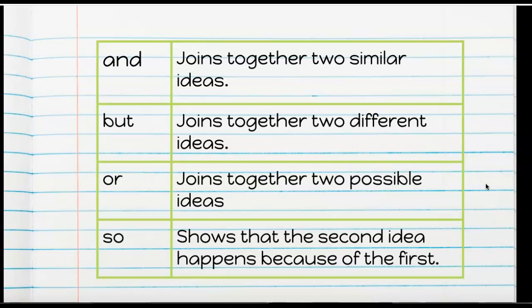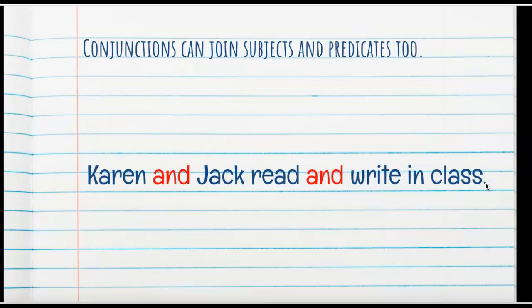All right, so conjunctions can join subjects and predicates too. So for example, in this sentence, Karen and Jack read and write in class. Okay, the subject here is Karen and Jack. There's 2 of them, so it's conjoined together with the conjunction and. And then the predicate in this sentence is read and write, because what are they doing? They're reading and writing. And read and write are joined together with the conjunction and as well.